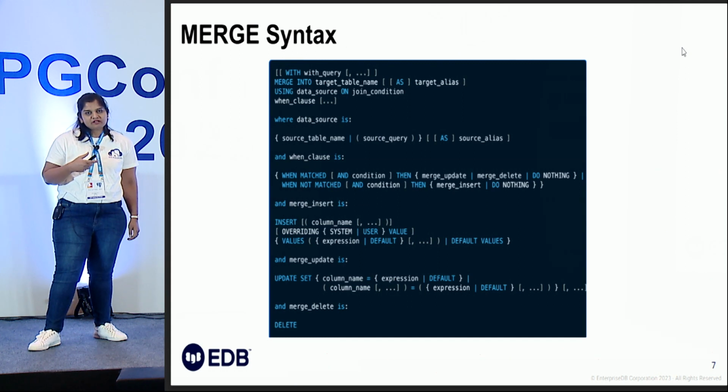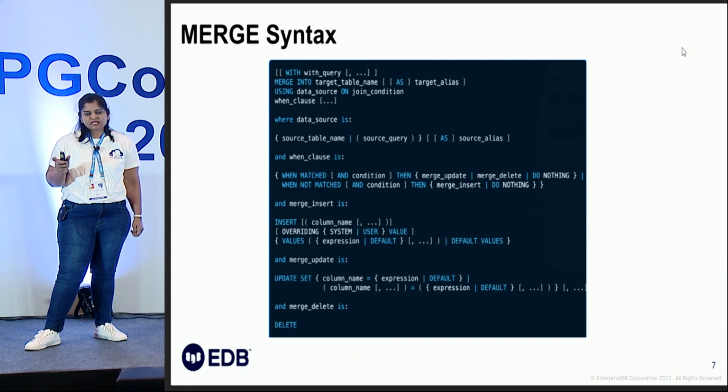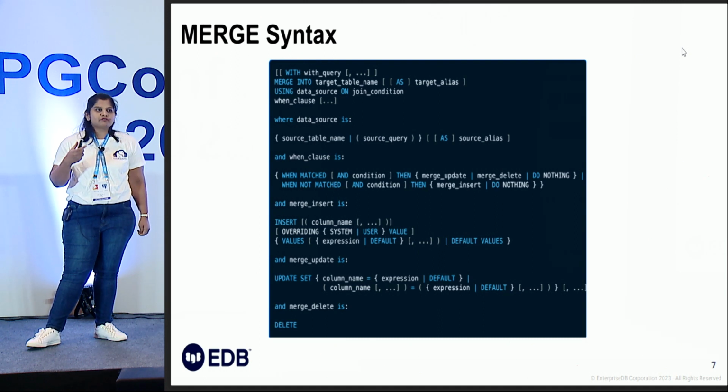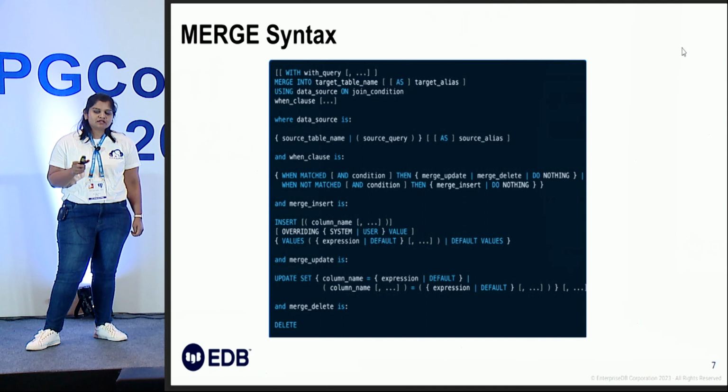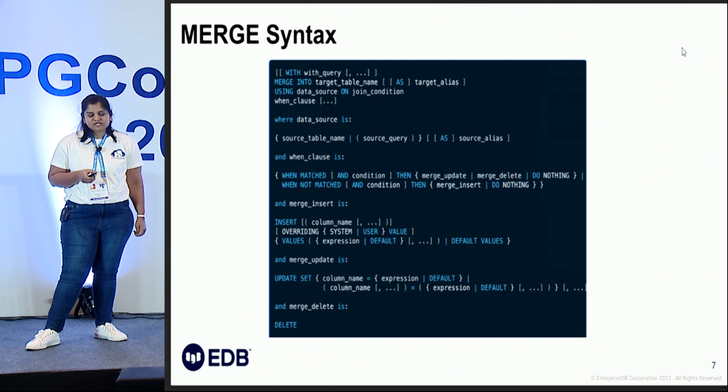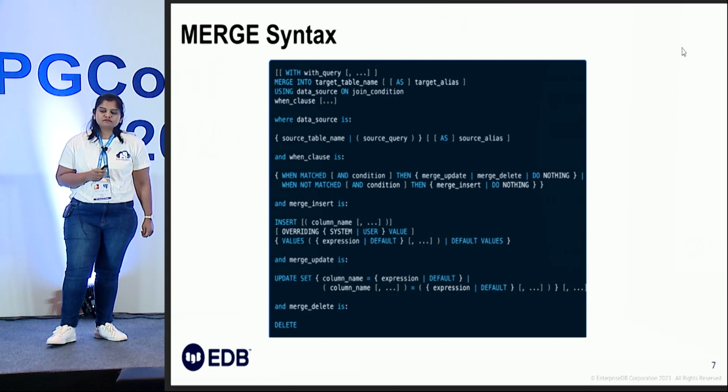Now if you see the when clause, you have when matched and condition. If you want to do the action conditionally, then you give and followed by the condition. So when matched, then you could do either merge update, merge delete, or do nothing. Next is when not matched. When not matched, and if you want to do this conditionally, you specify the condition. When not matched, then merge insert, or do nothing.